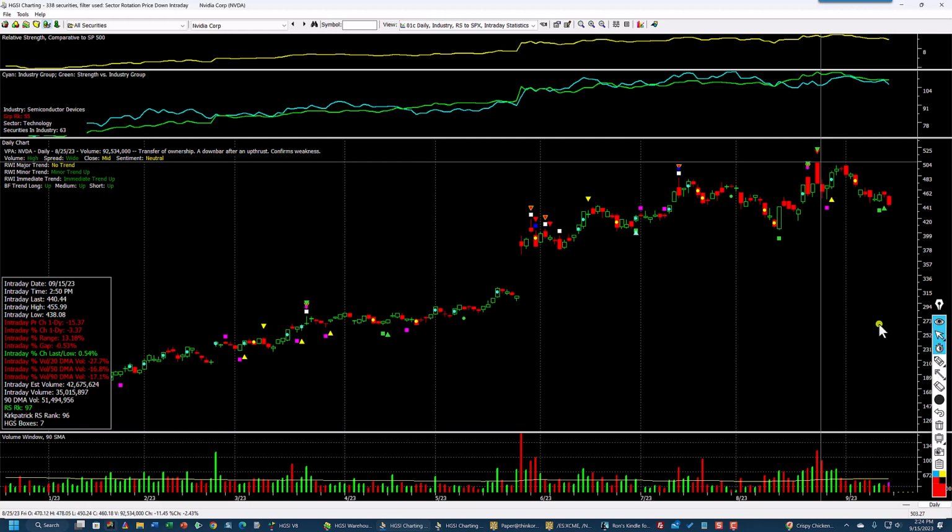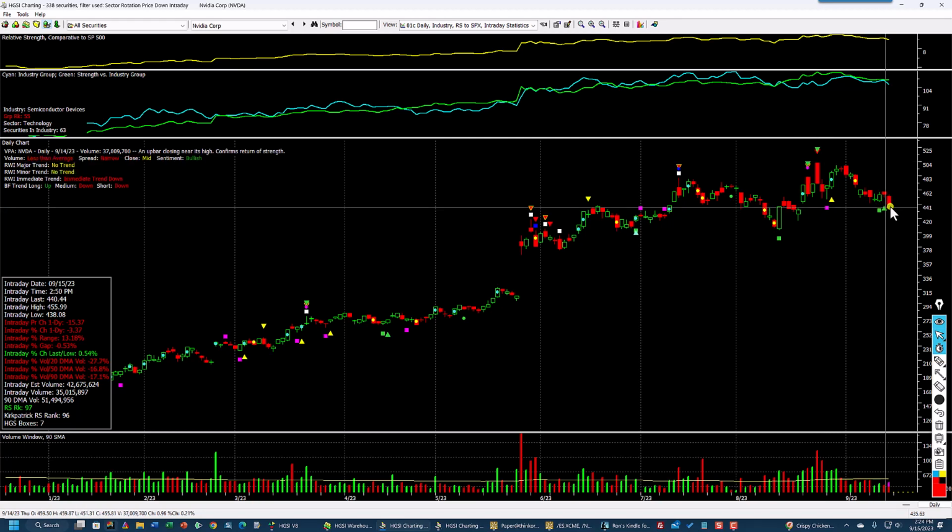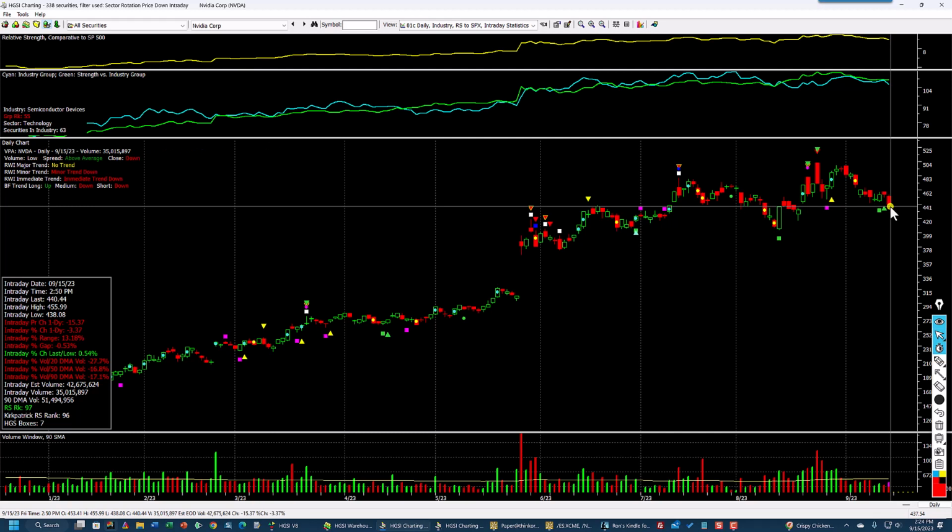And since then it's been drifting down on relatively light volume. Still heavy volume, but not like over here. And it was holding up. Here's strength coming in, confirmation of that strength, but the market is overwhelming it today. You can see that it's been underperforming the semiconductor group, and the group has been going down.